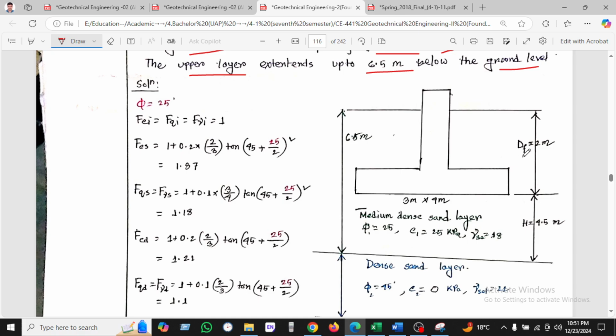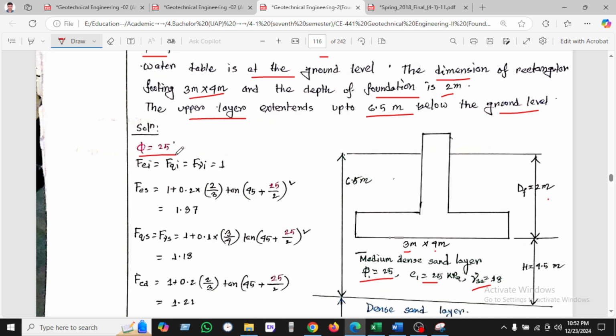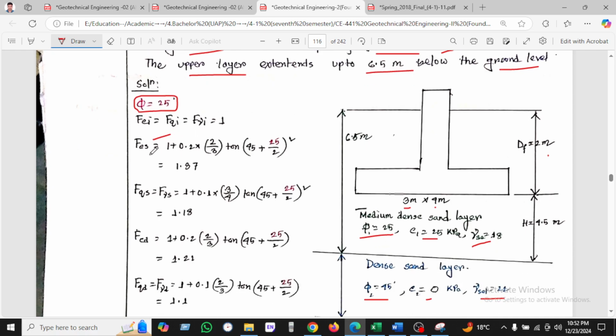soil profile. You can see Df equal to 2 and H equal to 4.5, and the footing dimension is 3 by 4 meters. The medium sand layer has phi equal to 25, C equal to 25, and saturated unit weight 18. The dense soil layer has phi 2 equal to 45, C equal to 0, and saturated unit weight 22. So when phi is 25, we can use the inclination factor, shape factor, and depth factor. These factors will be found for phi equal to 25.